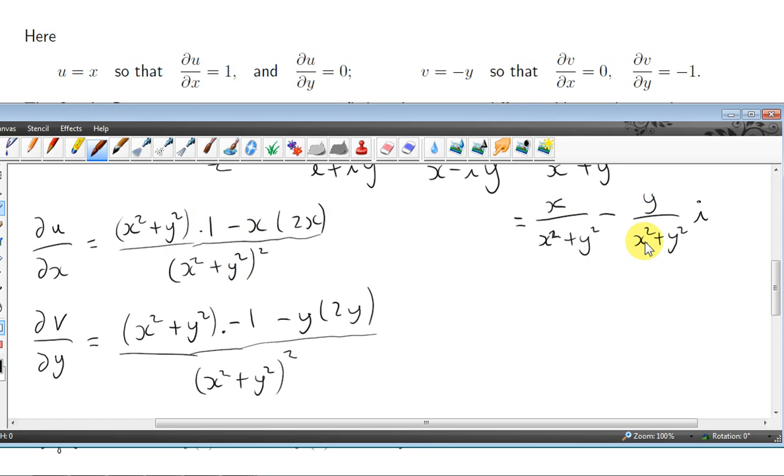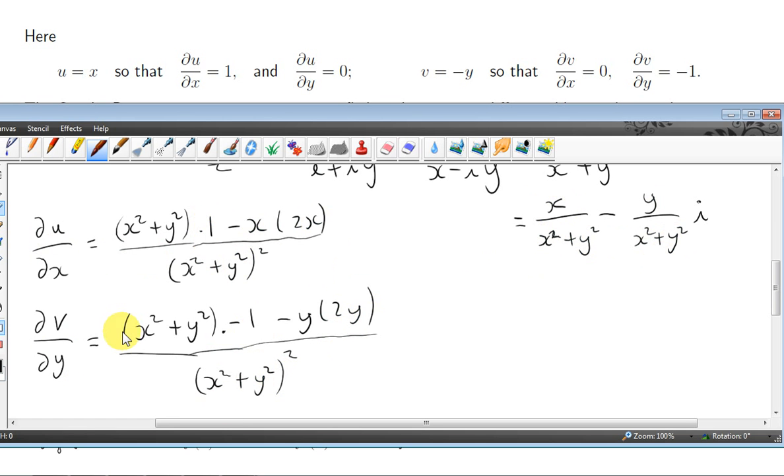As for dv dy, we have the denominator x squared plus y squared times the derivative of what's on top with respect to y. That gives us minus 1. Plus what's on top, which is minus y, times the derivative of what's underneath with respect to y, which is 2y. And we divide the whole lot by the denominator squared.